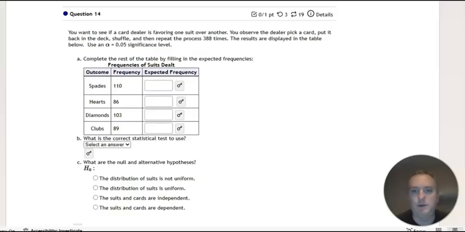We know that if we actually did that in real life, we probably would not get all of the suits exactly the same. But our expected frequency, we would just have to assume that they would be all the same. So 388 times, we would just divide that number by 4 and expect we would get 97 of each suit.